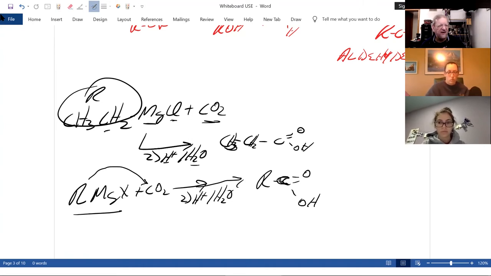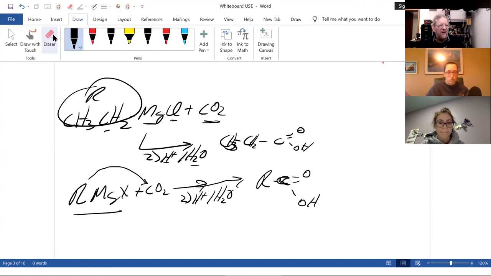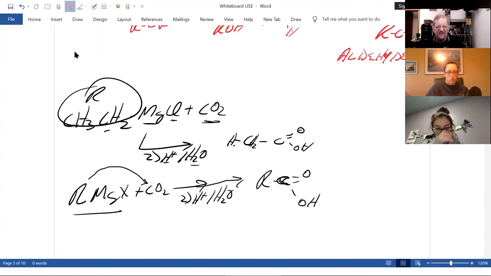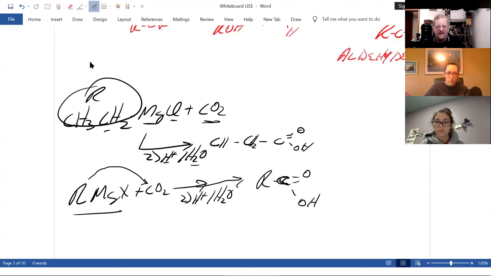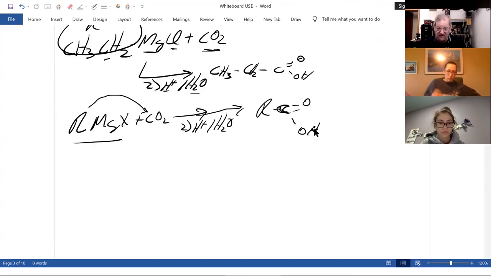That should be a C, that's uglier than all hack. That's better. Let's do another one. Dr. White loves Grignard reagents.